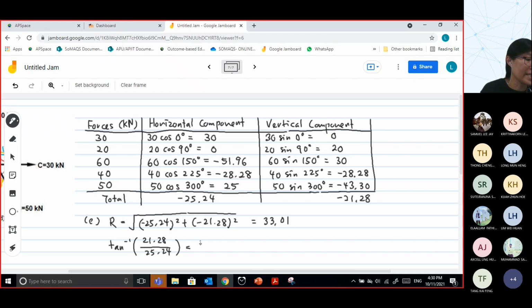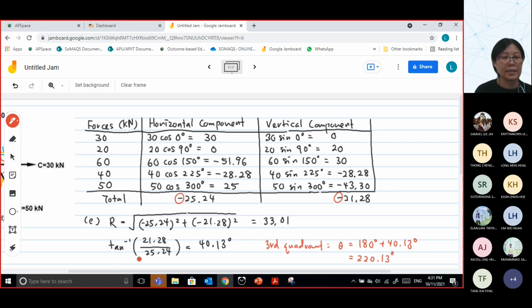So the basic angle is 40.13. Okay, which quadrant? This time we have both negative values. It's quite rare to have both. Third quadrant, negative, negative, correct. Then we have to calculate theta for the third quadrant: 180 plus 40.13, which is 220.13. Okay, so done.